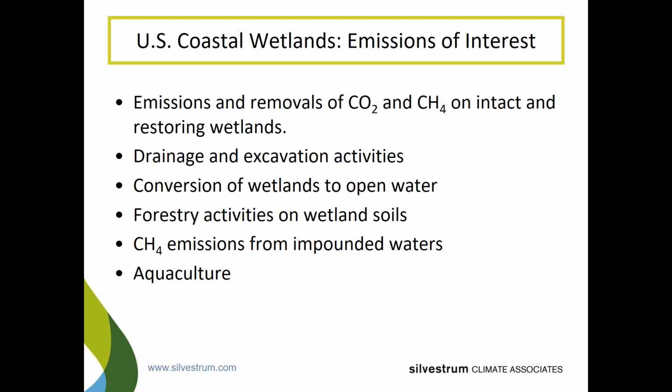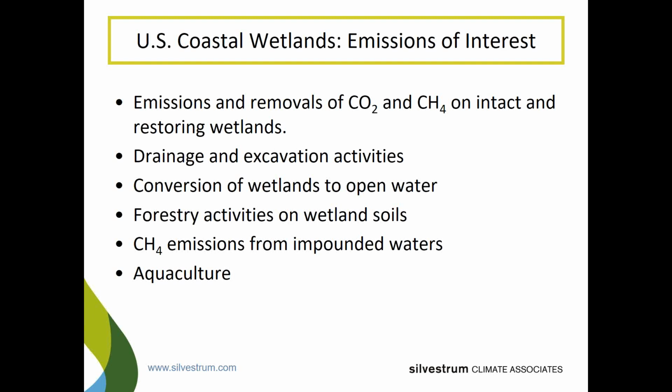We are also interested in methane emissions from impounded waters. When a barrier is built in a coastal area, fresh water impounds behind it, which leads to a methane emission. This is something we'll see hopefully as a part of future improvements, but is not included within the inventory at this time. Aquaculture, as I've mentioned, is something that is included within the inventory, but is a relatively small emission for the US, and I will come back to it.